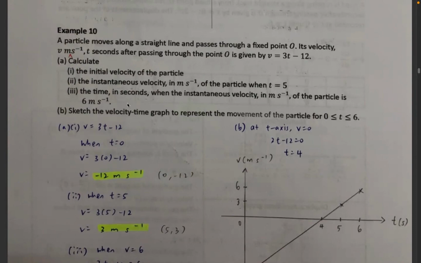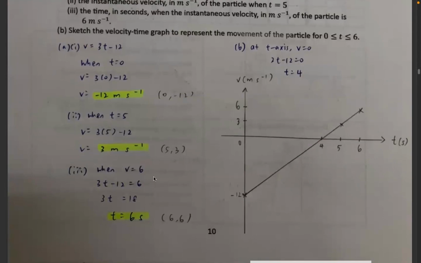Next, calculate the time in seconds when the instantaneous velocity of the particle is 6 meters per second. So they give us v equals 6 and ask us to find back t. So v equals 6 and the velocity function is 3t minus 12. So 3t minus 12 equals 6. Then we just do algebra. Then we have answer t equals 6.